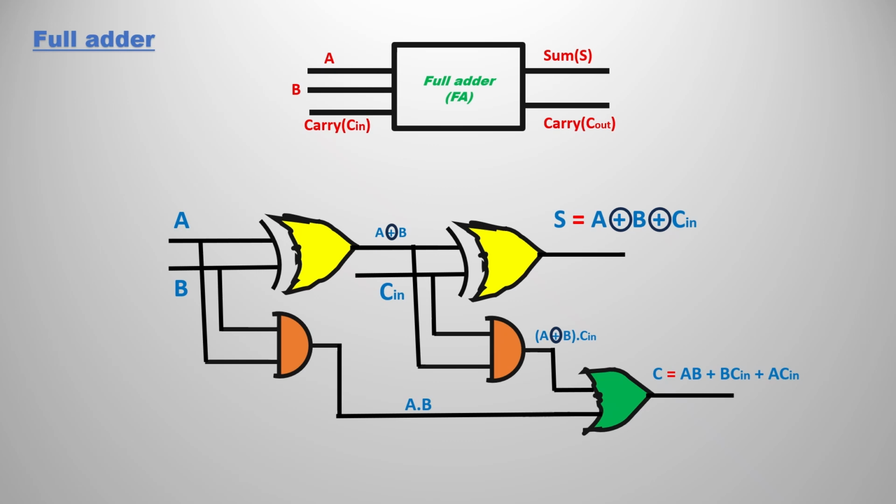If you want the full video on the full adder, I am giving the link in the description, so check it out. In this, two XOR gates, two AND gates, and one OR gate are a must for the formation of the full adder. I hope you know the full adder. Let's see the other things further.